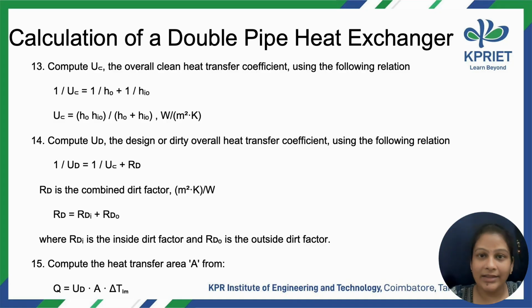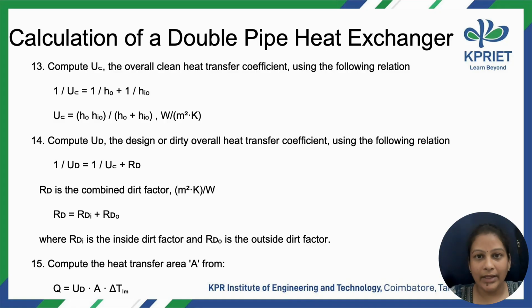Since we have calculated delta T LMTD and also Ud, and the area of the pipe is given by pi d naught into L, when all these formulas are known, we can find the heat transfer rate Q for a double pipe heat exchanger. So let us capture all this into a short 1 minute summary.